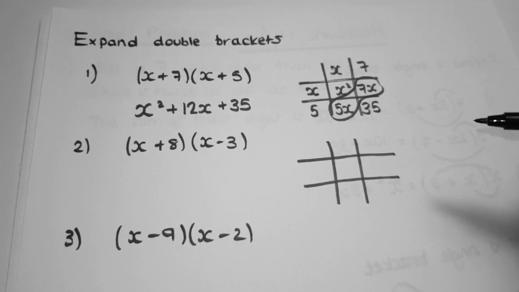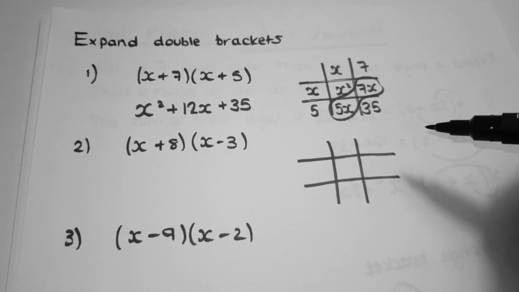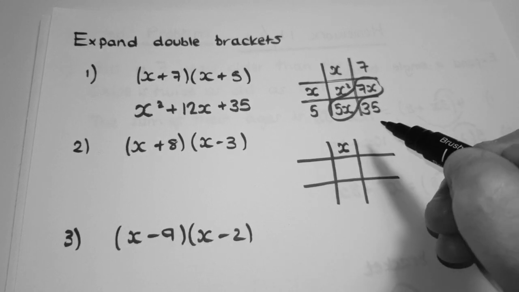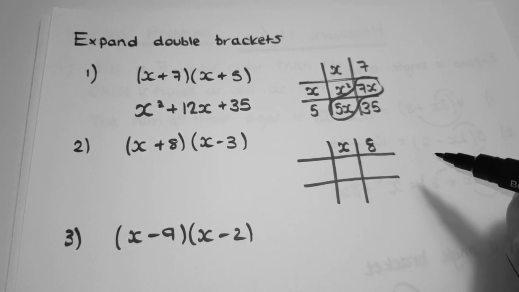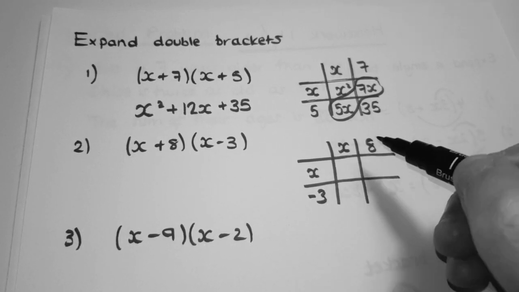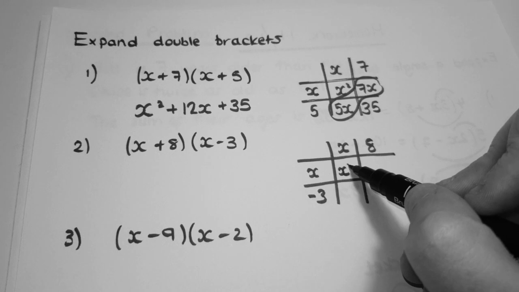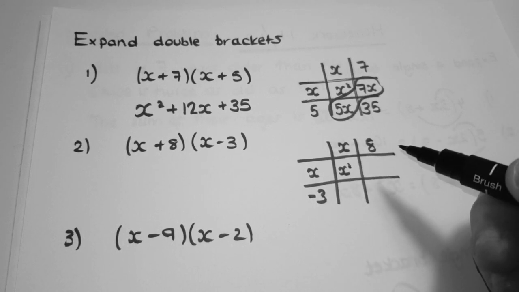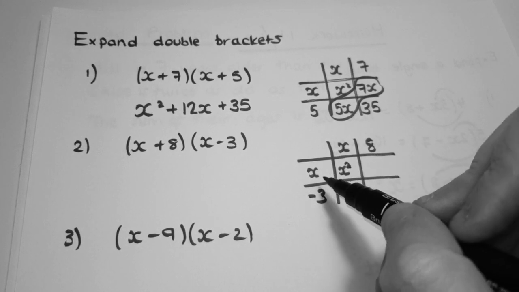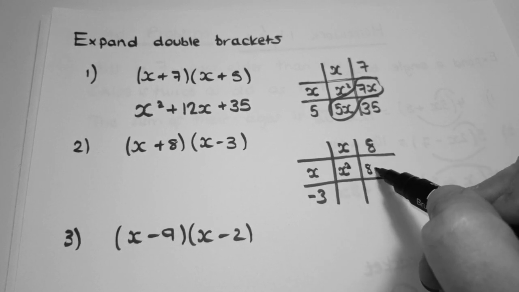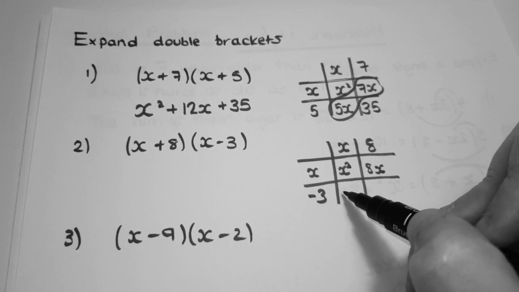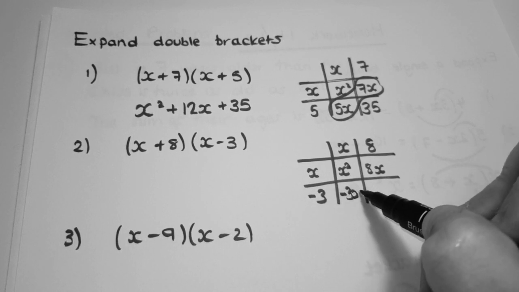Now, if you're feeling pretty confident about this, pause the video, give it a go, and then play to make sure that you got the right answers. So, across the top, x and an 8. Down the side, x, and this time a minus 3. So, x times x is x squared. Sorry about the things moving, the table's not more solid. X times 8 is 8x. And then for this one, x times minus 3 would make it minus 3x.